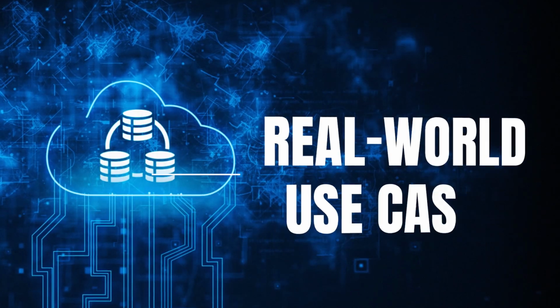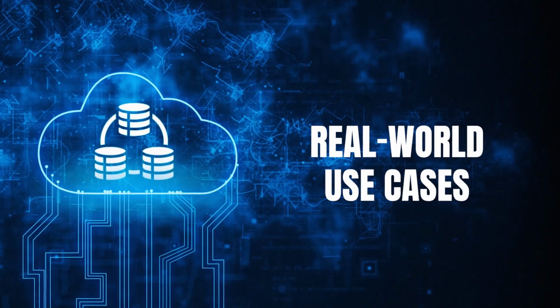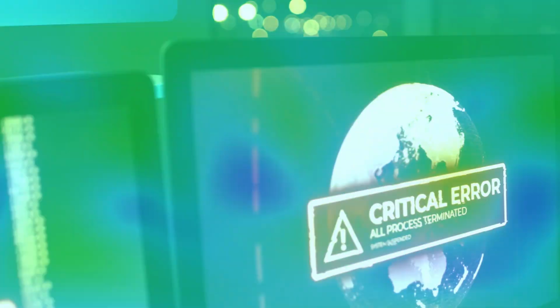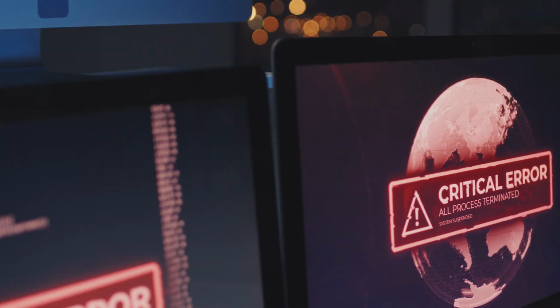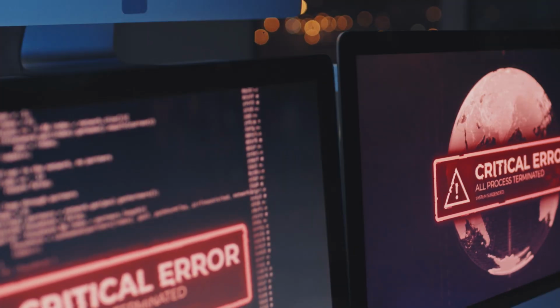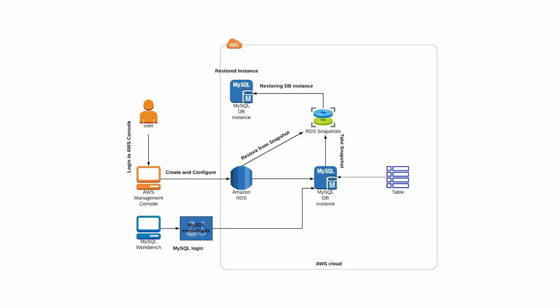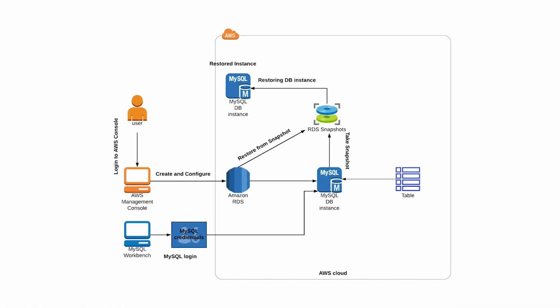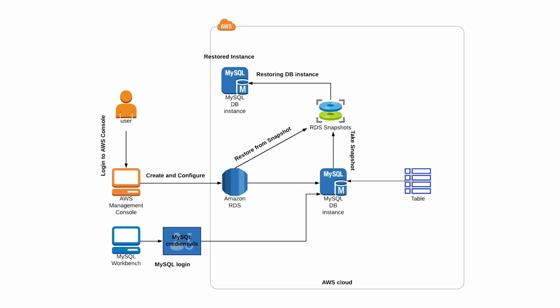Now, let's shift our focus to real-world scenarios. Success stories abound, where businesses, large and small, leverage AWS RDS snapshots to their advantage. From startups ensuring data consistency to enterprises streamlining operations, the impact is profound. In the event of a catastrophic failure, such as data corruption or accidental deletion of critical data, RDS snapshots can be used to restore the database to the state it was in at the time of the snapshot.